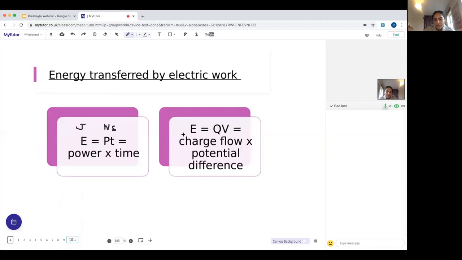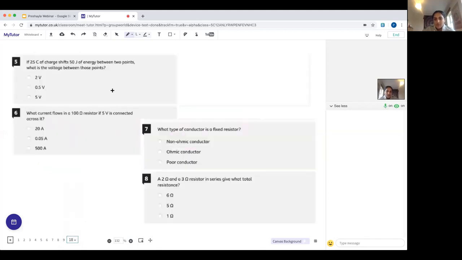If you don't remember, the equation is E equals QV. So you're going to want to use E equals QV for this one. And we have V and R in the next one, so we're going to use our trusty V equals IR for the next one. Okay, so using our E equals QV equation for question 5, we have 50 divided by 25, where 50 is the energy, 25 is the charge. So if we do 50 divided by 25, we get the volts, which should be 2. So if you got 2, well done, that's correct.